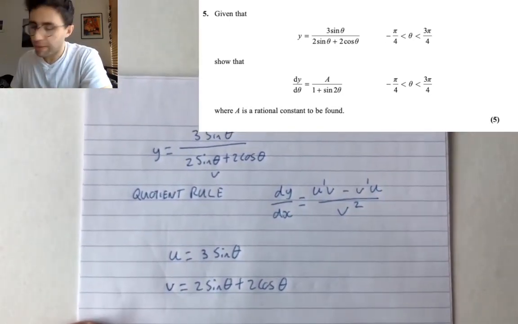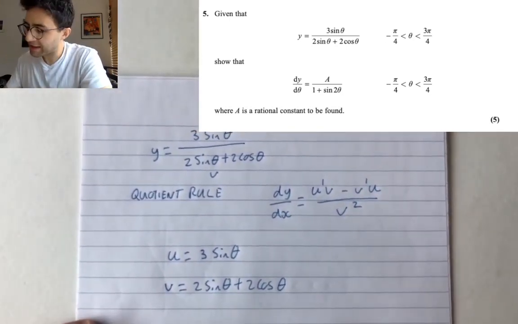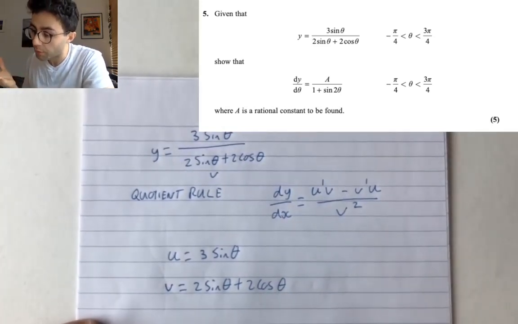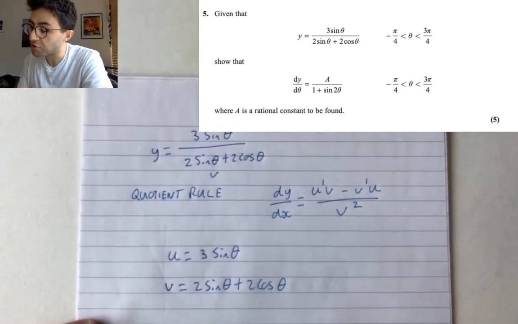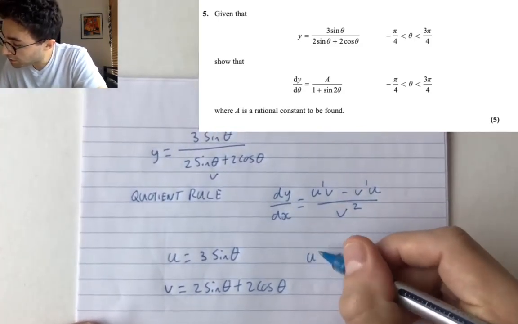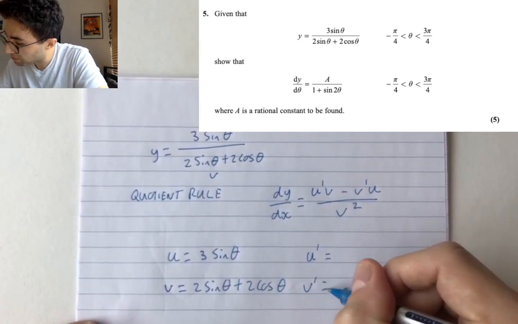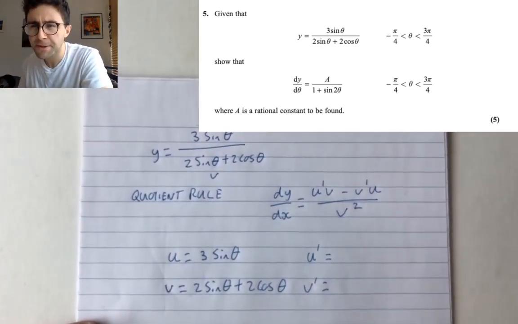Just in case you're having a panic attack or anything, u dash is du by d theta. It's the derivative of the top one. And v dash is the derivative of the bottom one. It's just a notation thing. Maybe it's me being lazy, or maybe it's just slick, precise notation. It's for you to decide.